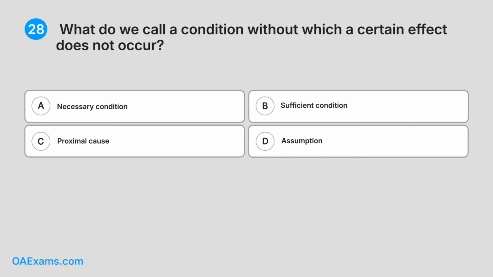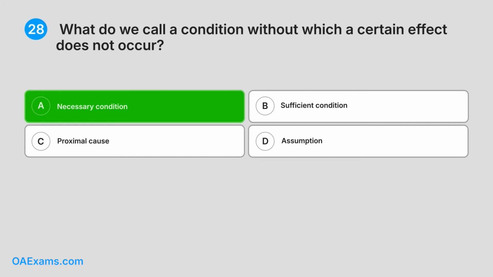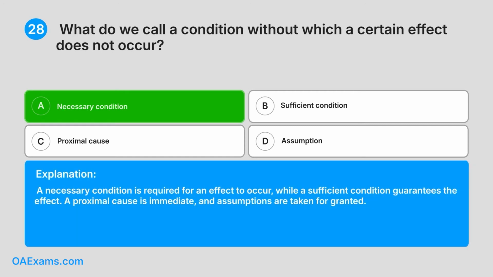Correct answer. A. Necessary condition. Explanation. A necessary condition is required for an effect to occur, while a sufficient condition guarantees the effect. A proximal cause is immediate, and assumptions are taken for granted.